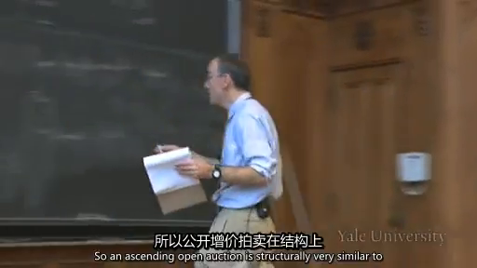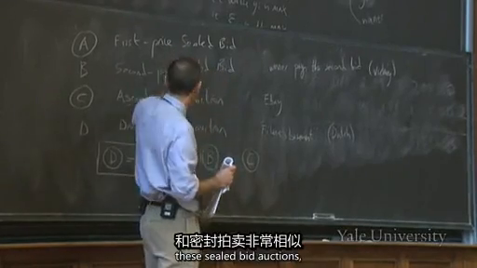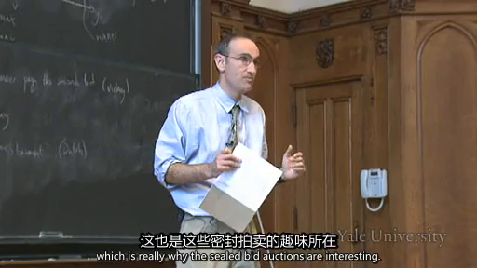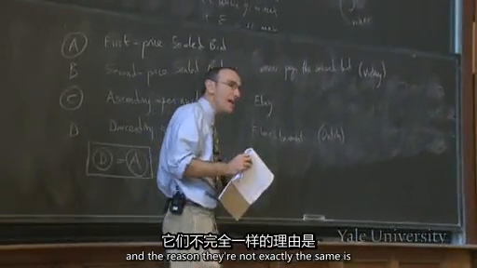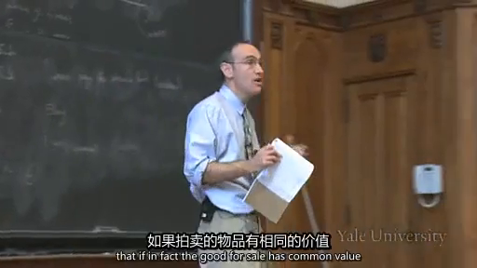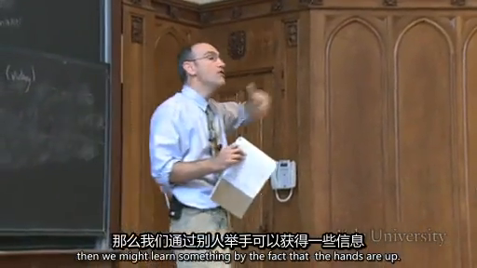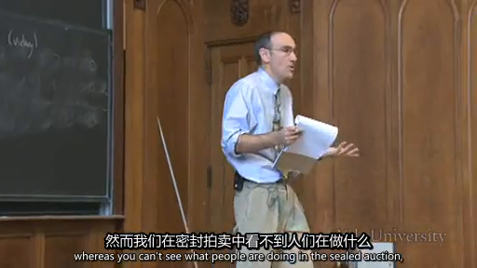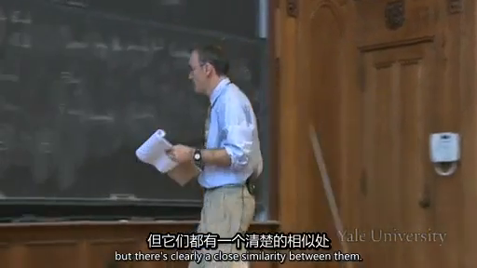All right? So an ascending open auction is structurally very similar to these sealed bid auctions, which is really why these second price sealed bid auctions are interesting. Now, having said that, they're not exactly the same, and the reason is that if the good for sale has common value, then we might learn something by the fact that the hands are up. The fact that people's hands are still up in the open auction, whereas you can't see what people are doing in the sealed auction, makes these not identical. But there's clearly a close similarity between them.